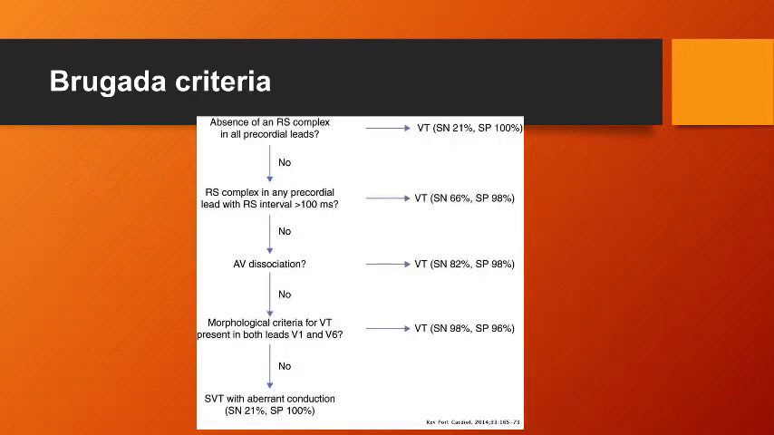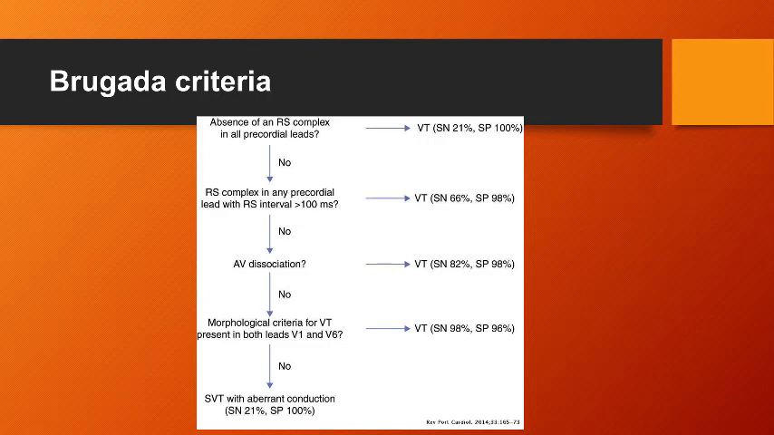Okay, what is Brugada criteria? Brugada criteria are basically 4 different questions that help us in diagnosing a VT. What are these four questions? Whenever you see an ECG with wide complex tachycardias, you have to ask these four questions. What is the first question? Is there an absence of RS complex in all precordial leads? If you can see that there are no RS complexes in any of the precordial leads, then this is a VT. But if there is a presence of RS complex in any one of the precordial leads, then we have to ask the next question.